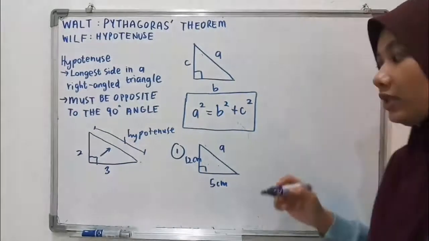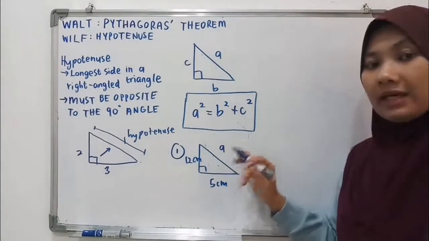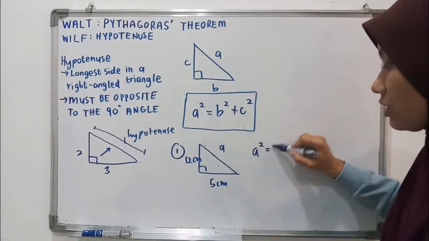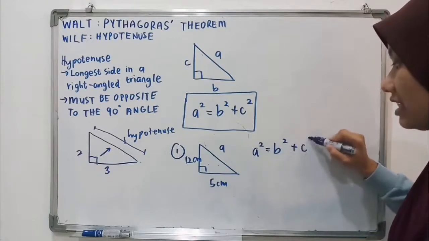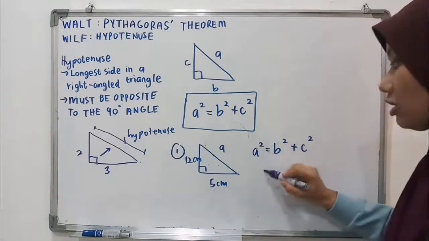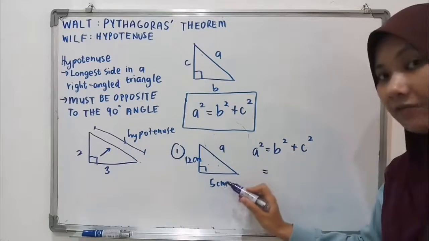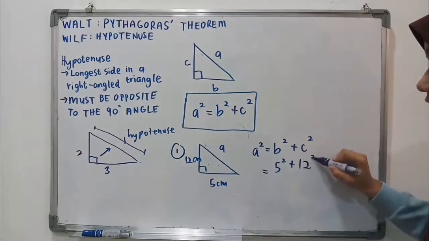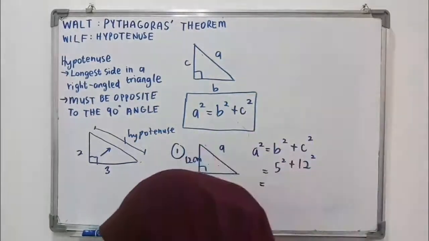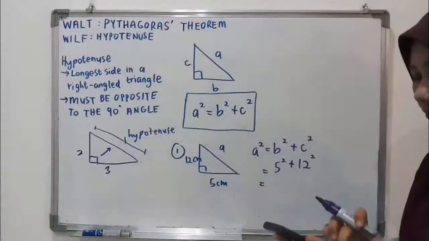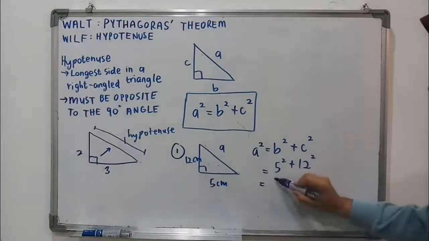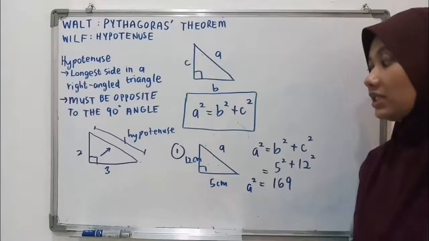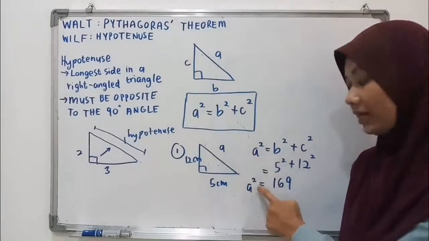The question asks us to find A. The formula that relates all sides is A square equals B square plus C square. So this is what we want to find. What is your B? That is just 5. Key it into the formula, which is 5 square plus 12 square. When you calculate with your calculator, 25 plus 144, you will get 169. But this is A square. This is not A. The question asks for A, we don't want A square.